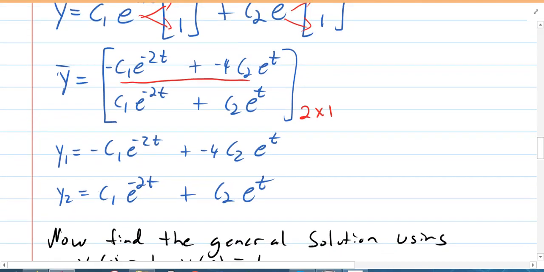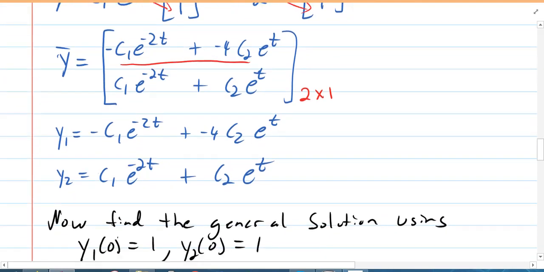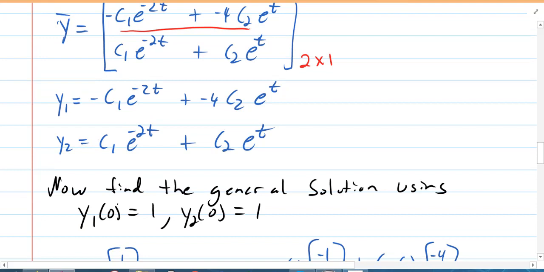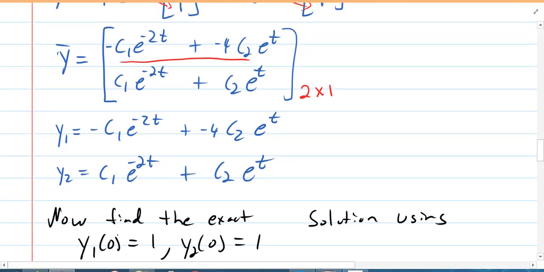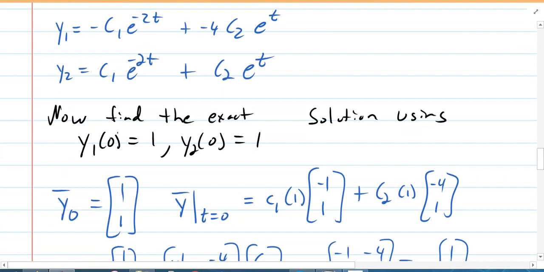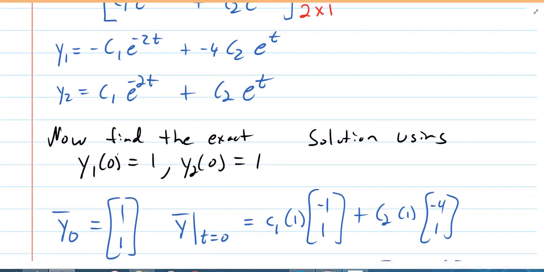Well, I've got those constants in there. It'd be nice to get rid of those. We need some initial conditions in order to find the exact solution, using y1 of 0 is equal to 1 and y2 of 0 is equal to 1. So how am I going to do that, right? Well, notice that it means that y of 0 is (1, 1), okay? Because y1 naught and y2 naught are equal to 1.